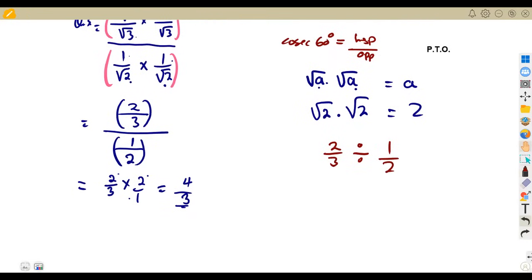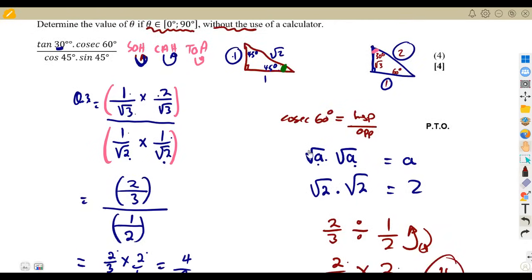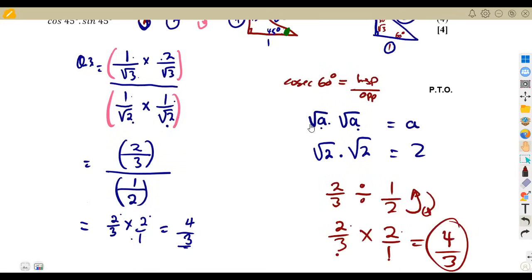It means I'm going to introduce multiplication, then I invert the second fraction, I flip the second fraction, so it's going to be 2 over 1. Then I can multiply the numerator to the numerator, the denominator to the denominator, which is going to give us 4 over 3. So that was our question number 3 in that case.